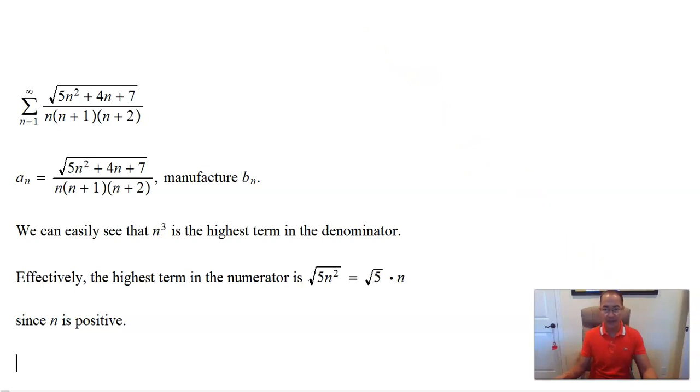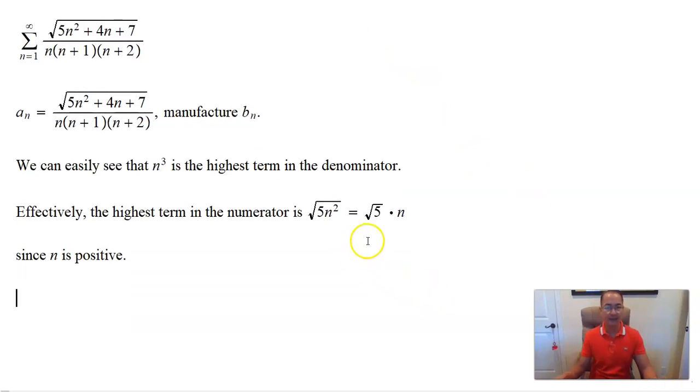So now we have a good candidate for b sub n by putting this n cubed in the denominator together with this square root of 5n in the numerator. So let us try b sub n to be the fraction where we have square root of 5 times n in the numerator and n cubed in the denominator. And once again, don't just leave it like that, simplify. n cancels with n cubed partially, leaving n squared.